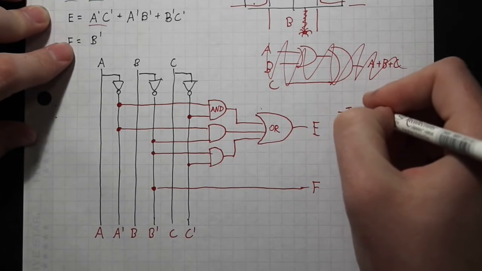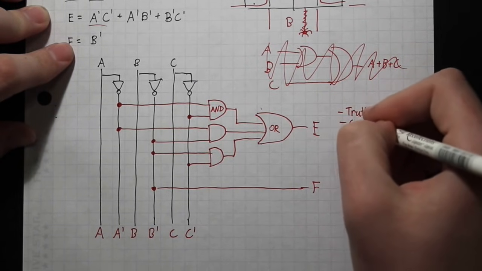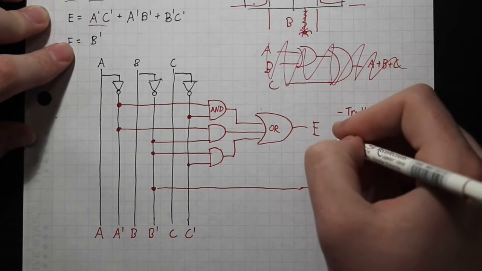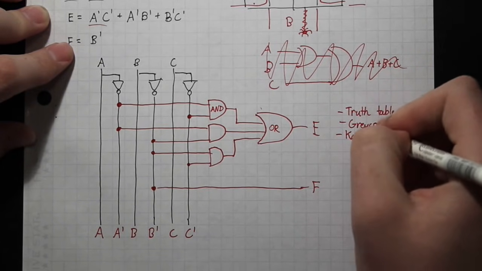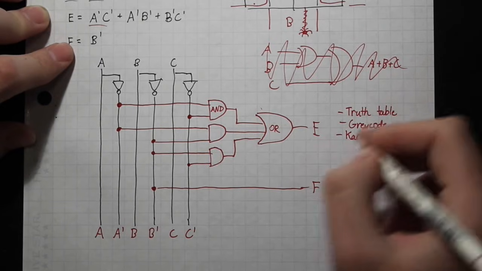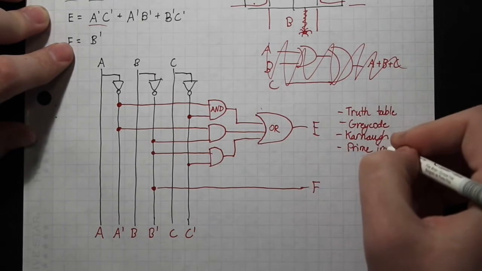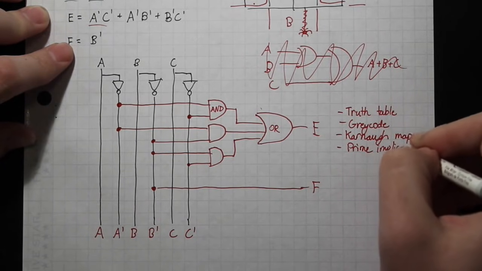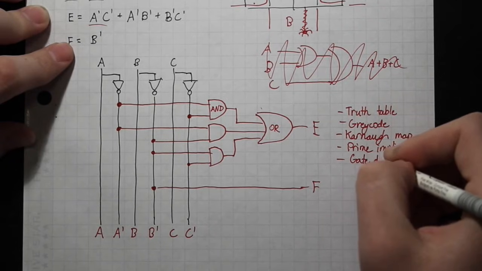Truth table, gray code, Karnaugh map, prime implicants, which kind of go hand in hand with Karnaugh maps, and lastly, making a gate diagram.